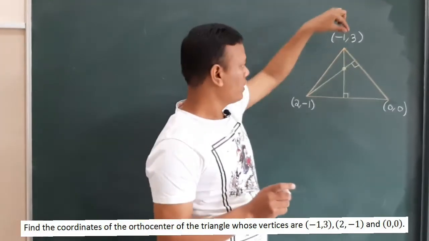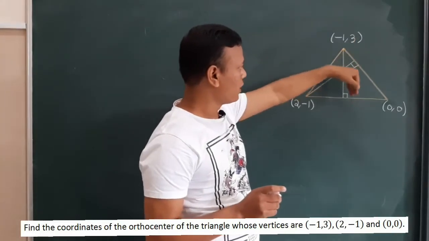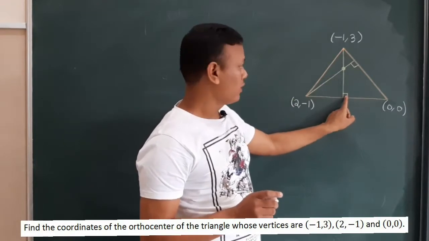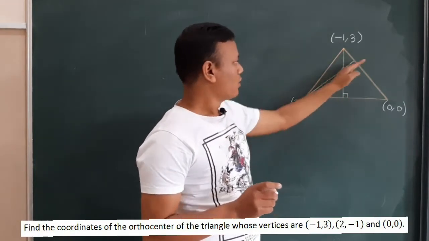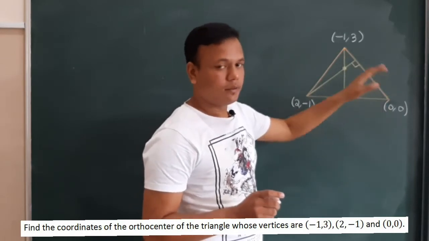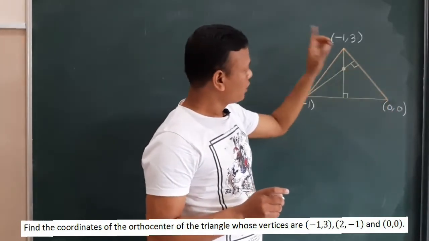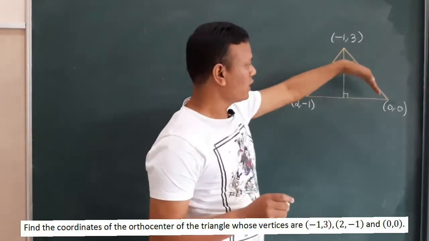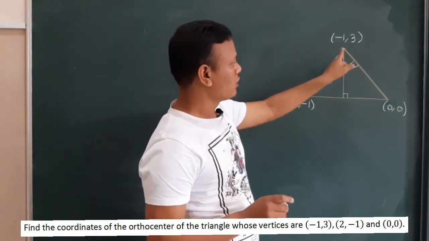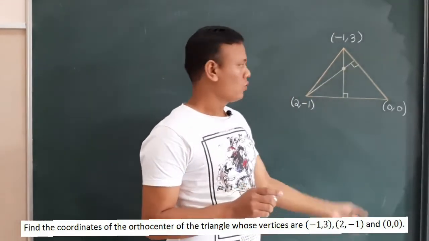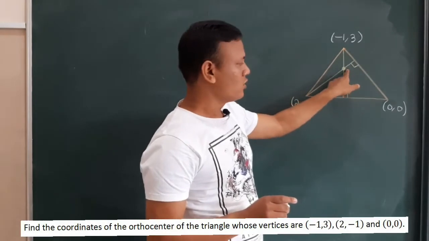You have to find the coordinates of the orthocenter, and we know that to draw the orthocenter, from every vertex you have to draw a perpendicular. From this vertex I have drawn this perpendicular, and from this I have drawn this. From here also we can draw, and we know that this perpendicular will also intersect at the same point. So instead of taking the third one, let us talk about only these two perpendicular lines. This point of intersection needs to be found.